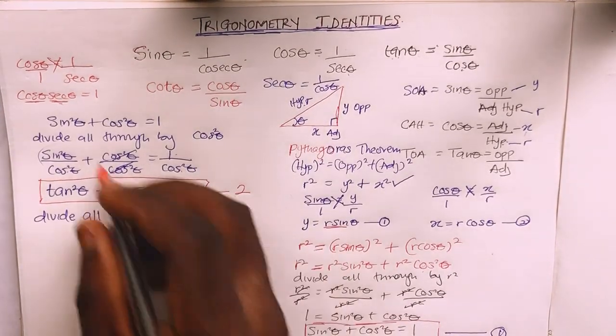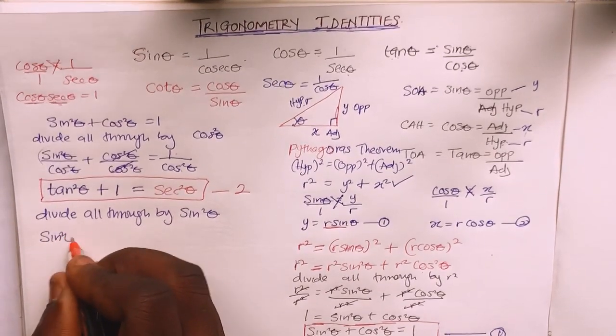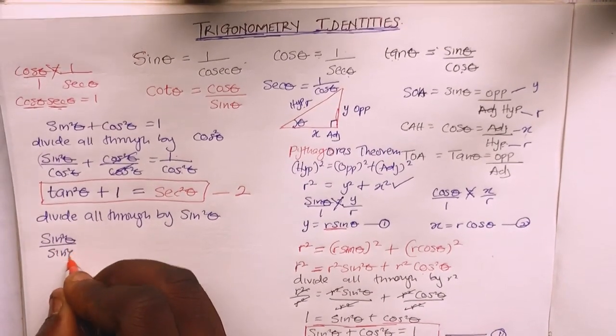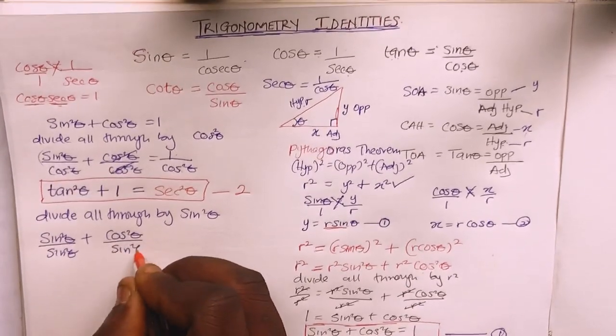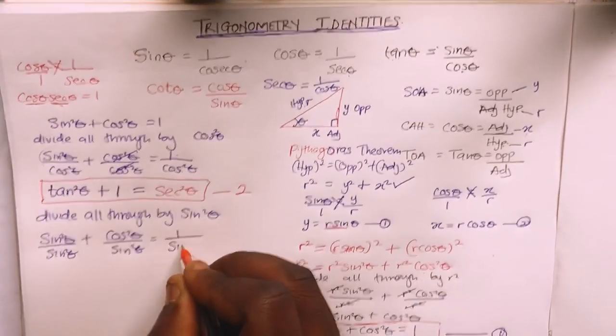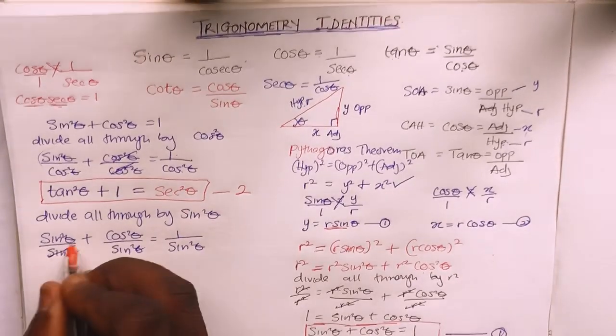Dividing all through by sine square theta, I'm going to have sine square theta over sine square theta plus cos square theta over sine square theta equals to 1 over sine square theta. Looking at this will give me 1, right?